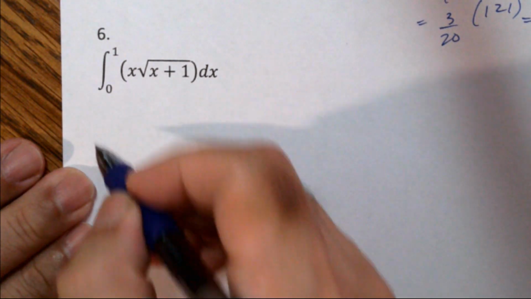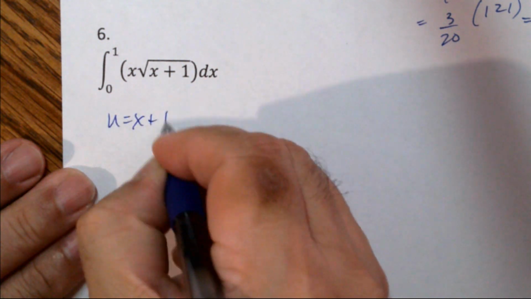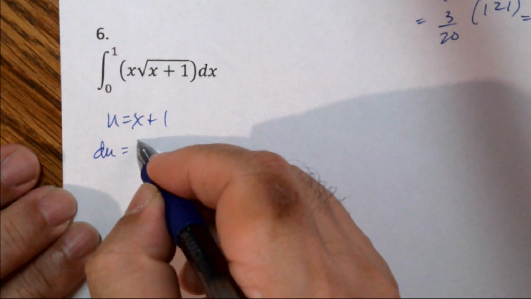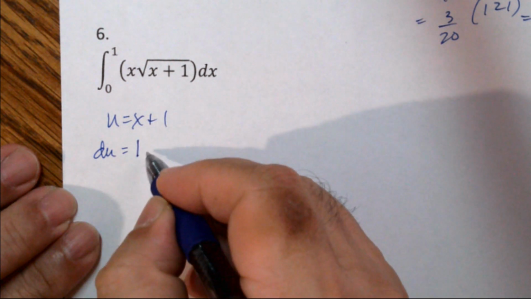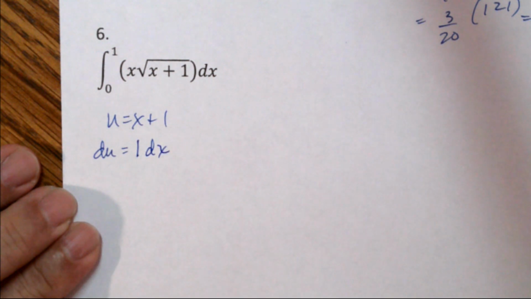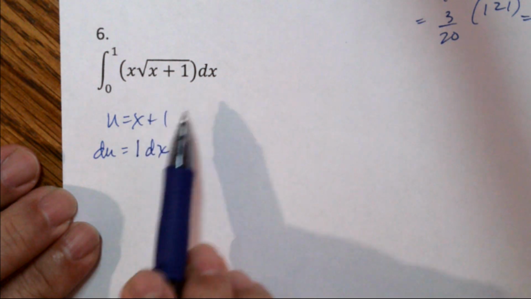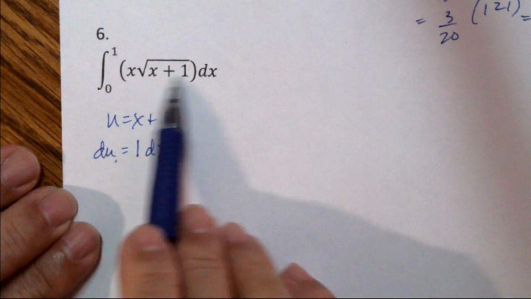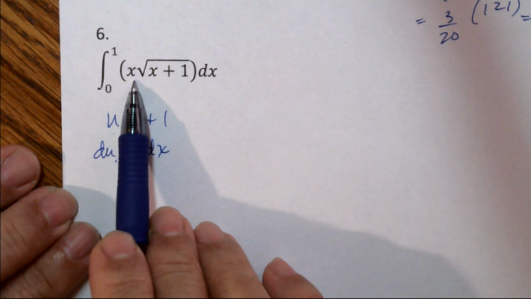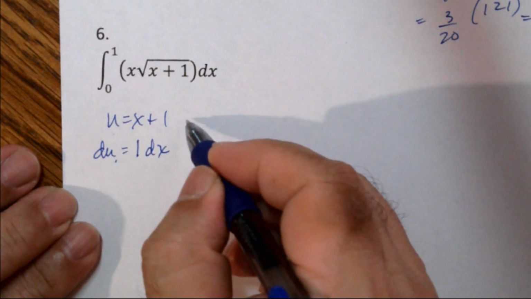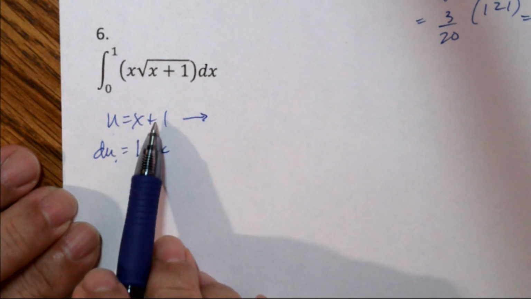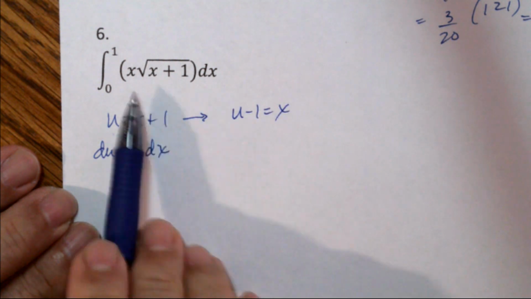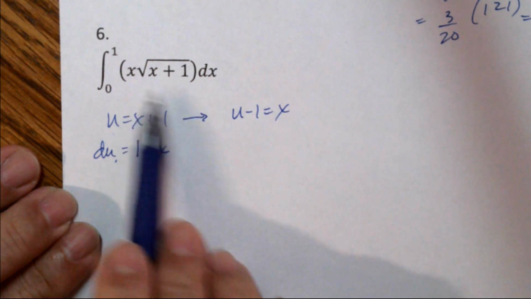I'm going to let u equal x plus 1, and du equals, the derivative of x plus 1 is 1. So I'm going to write the 1 for emphasis. Generally speaking, we don't write the 1. Right? So I have dx going to be replaced with du. So I have this extra x left over. So the x plus 1 I can replace with u, but this x is kind of extra. So what I'm going to do is take this equation and solve this equation for x. So that's going to be u minus 1 equals x. So now I have something to replace the x with. I'm going to replace it with u minus 1.